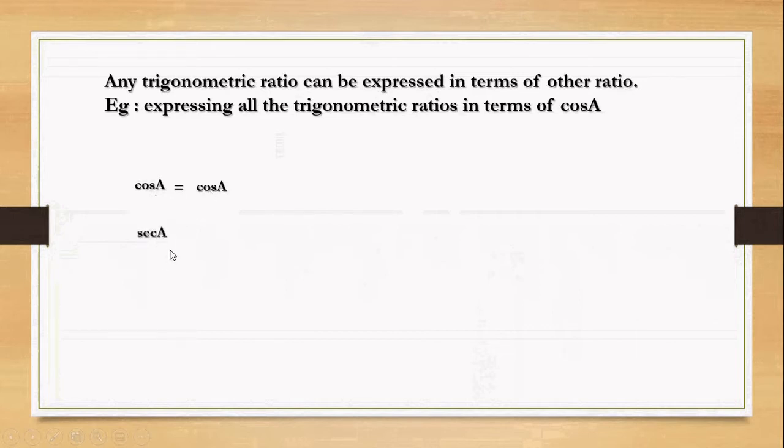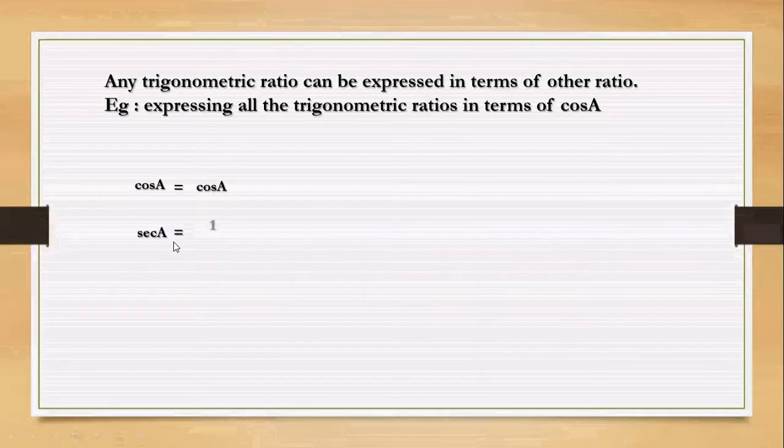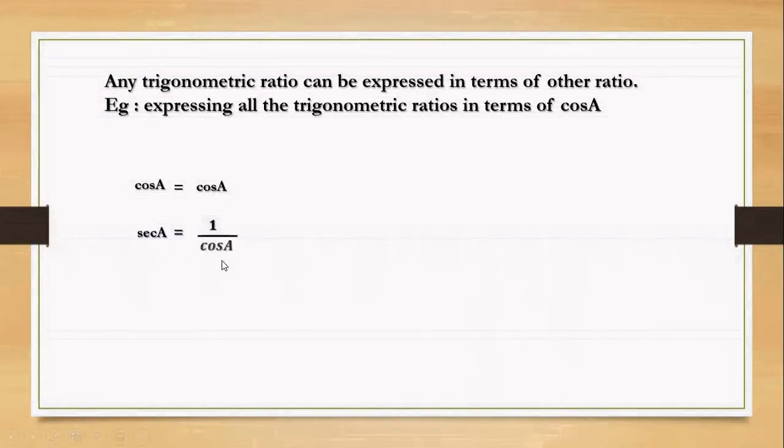Now sec A. We already know the formula that sec A equals 1 by cos A. Here sec A is expressed in terms of cos A. We also know one more formula, that is sin A equals root under 1 minus cos square A. This one is also in terms of cos A. So sin A is also expressed in terms of cos A.